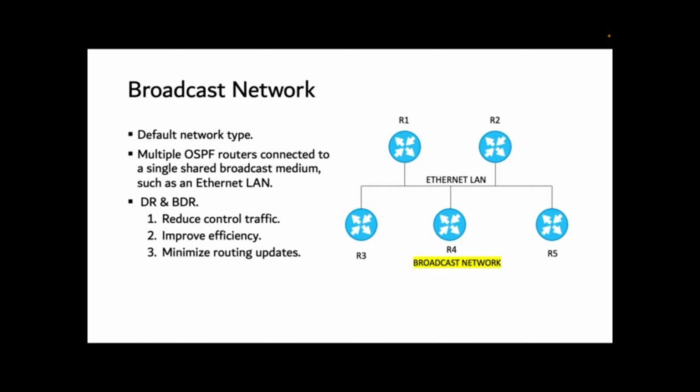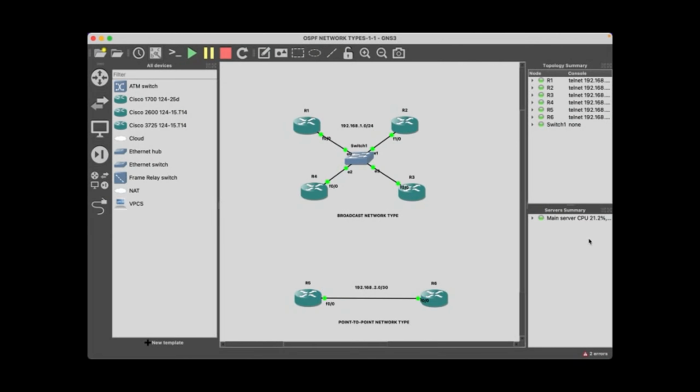So we will try to understand more about this broadcast network with a topology which I have configured in GNS3, and I will log into those devices and use some show commands to show how it displays the network type, which one is DR and which one is BDR, and how we can influence the DR BDR election.